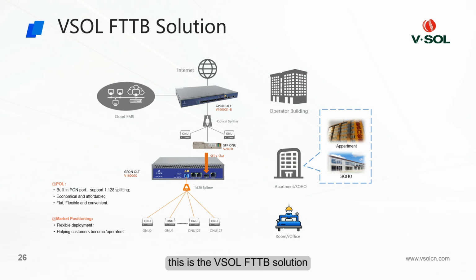This is the VSOL FTTB solution, which means fiber to building. The demand for office buildings is diverse, with some rooms having a high demand for business and others having a low demand for business. We can choose to place a V1600G1B in the building's data center, with a maximum support of 128 splitters and one ONU per fiber optic cable reaching the room.